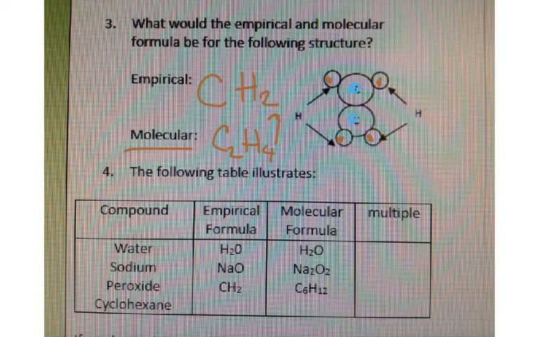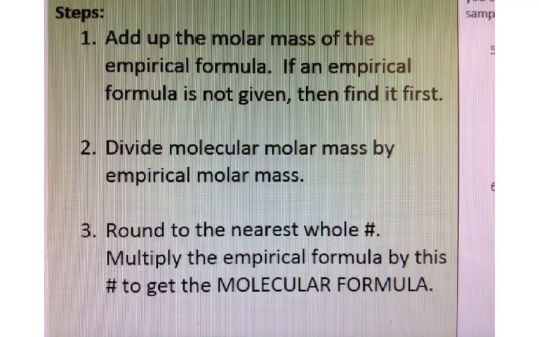And then number 4 shows you how the molecular and empirical can be the same, and yet it can also be multiples. So for the water example, the multiple is 1. For sodium peroxide, NaO, that multiple would be 2, so I had to multiply its empirical by 2 to get to Na2O2. And then for cyclohexane, all I had to do was multiply by 6. So its multiple would be 6 to go from my empirical of CH2 to C6H12.